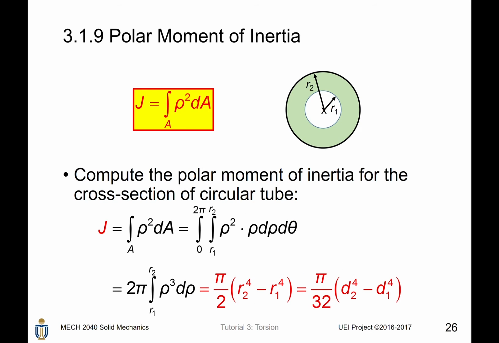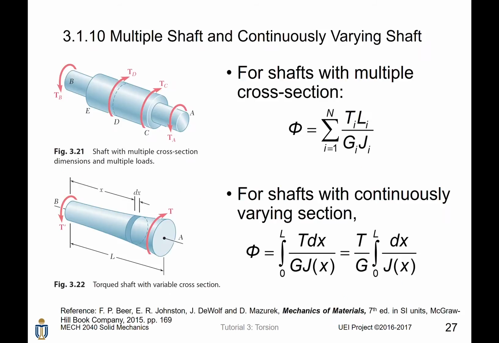Similarly, for the hollow circular tube, the computation of polar moment of inertia is rather similar, with one thing you have to modify, that is the lower and upper limits of rho. In this case, rho is from r1 to r2, so the lower and upper limits become r1 and r2 respectively. Similarly, you get this integral, and you evaluate it from r1 to r2, which gives you this result. You can convert this result in terms of diameter, such that you have pi divided by 32 times d2 to the power 4 minus d1 to the power 4.